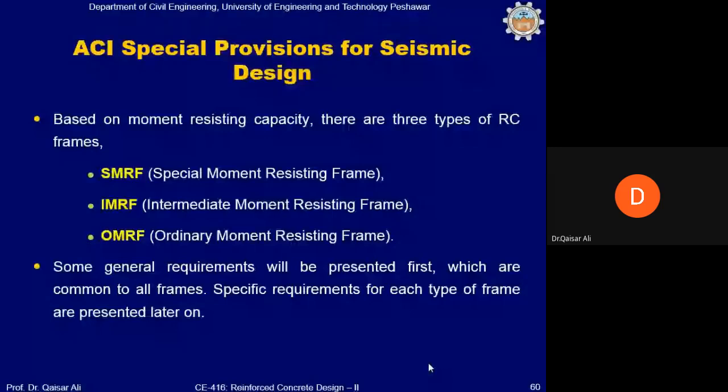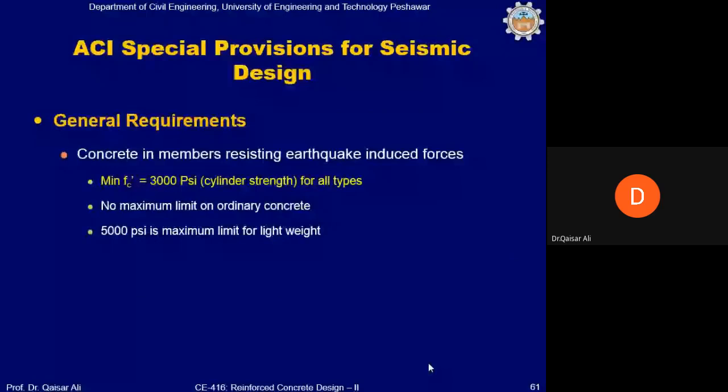Then we also said that there are some general requirements for all types of frames, with the minimum concrete strength in all parts of the frame being at least 3000 psi, which is cylinder strength. There is no maximum limit on ordinary concrete. However, there is a maximum limit on lightweight concrete, and which is 5000 psi.